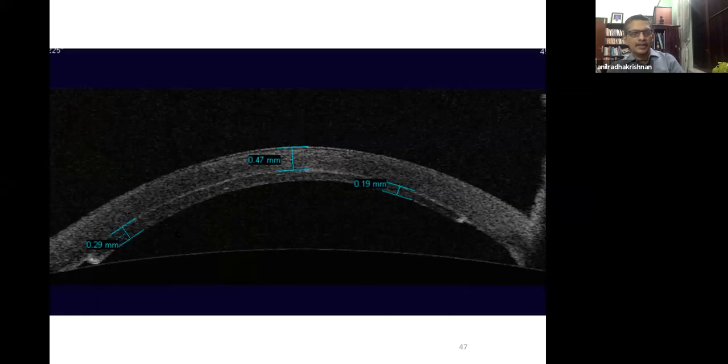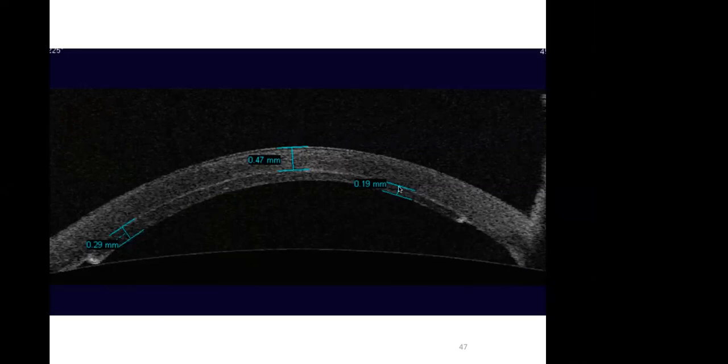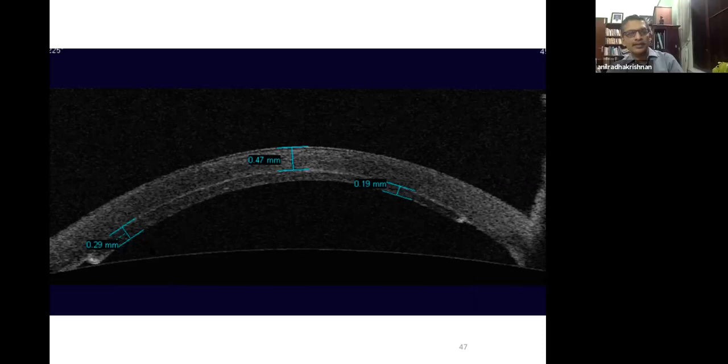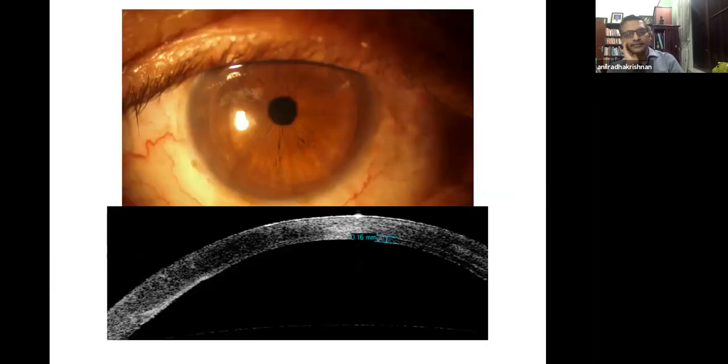Like you can see that here it is about 0.29 or 0.3 millimeters or more. It's coming to about 0.3 millimeters on this side. Well, here it is less than 0.2 millimeters. So there is some disparity in the graft between this area and that area. While in this one, you can see that it's almost universally 0.16 or 160 microns all around.